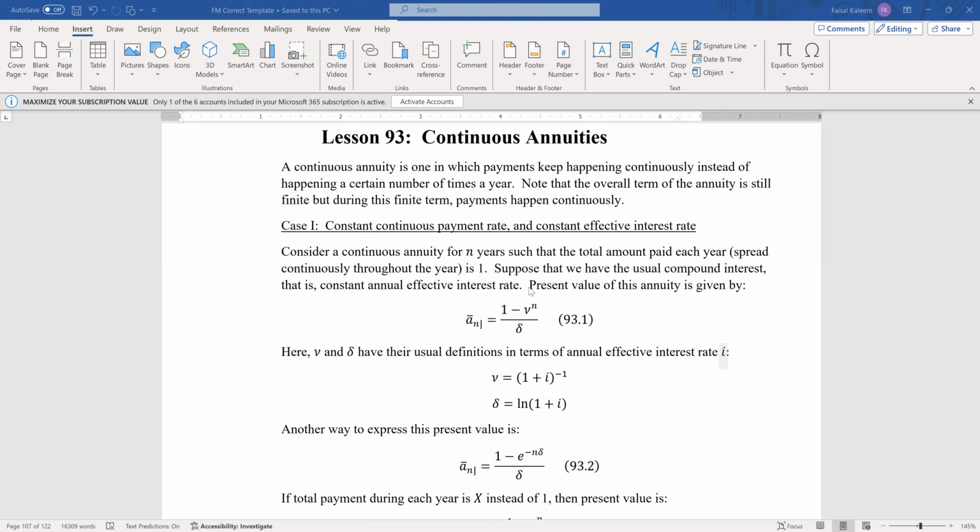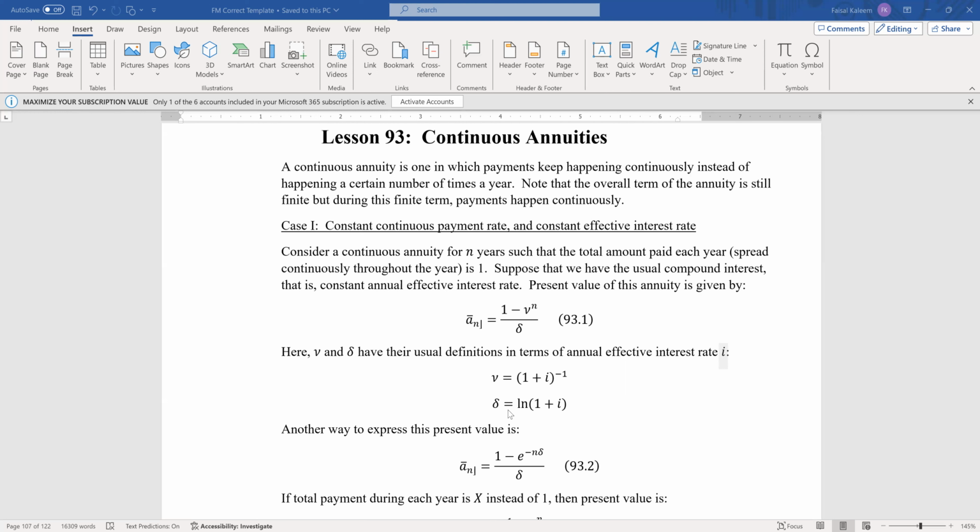So the present value of this annuity is given by this notation, a angle n with a bar. Remember, a angle n was the present value for annuity immediate, where payments are 1. But if you put this little bar over it, then it means that the payment of 1 is not happening at a particular time in the year, but is spread out throughout the year. So the formula for the present value is (1 minus nu to the n) over delta.